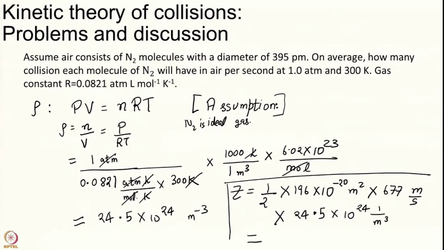If you do all this, first thing is that units will cancel, meter square with meter cube, and I will get 1.63 into 10 to the power of 10 collisions per second per molecule of N2. So, that was already built into my equation.